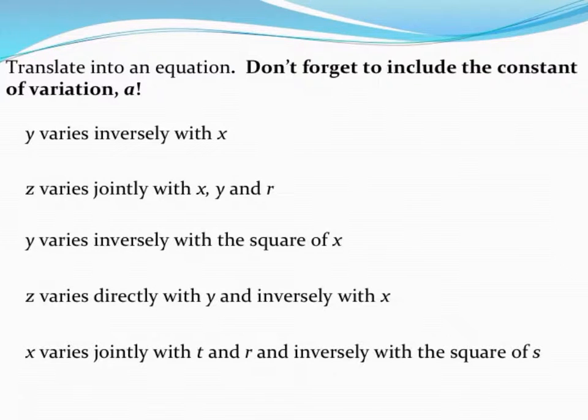Let's take a look at how to translate statements that involve direct, inverse, and joint variation and change them into an equation. The biggest thing to remember is that every single problem that we do with direct or inverse or joint variation will always contain the constant of variation, which we use the letter a to represent. Even though you don't see an a in any of these examples, every single one will have that constant of variation. So let's begin with a simple one, and each one will get progressively more involved.